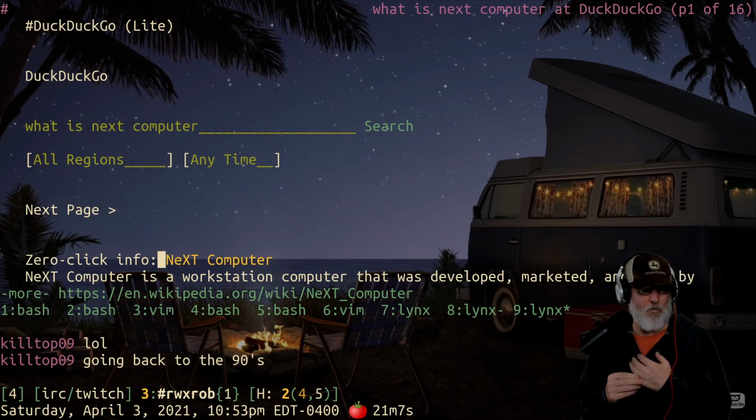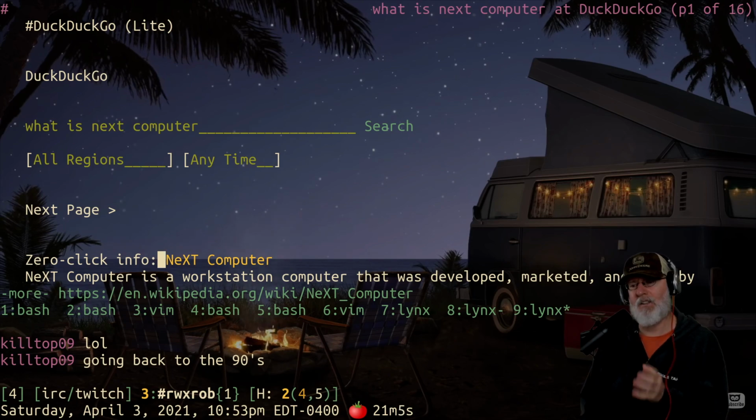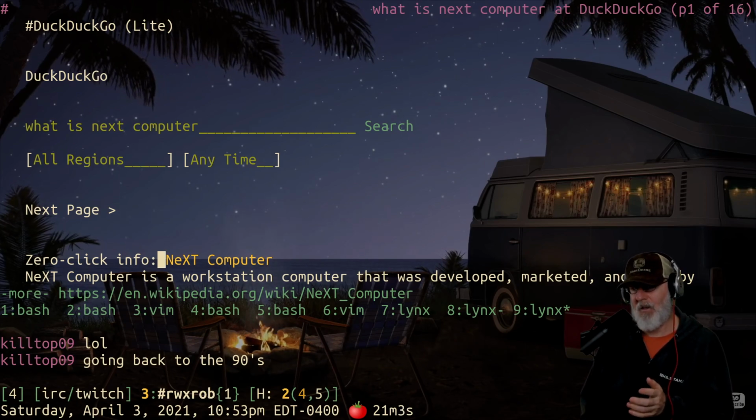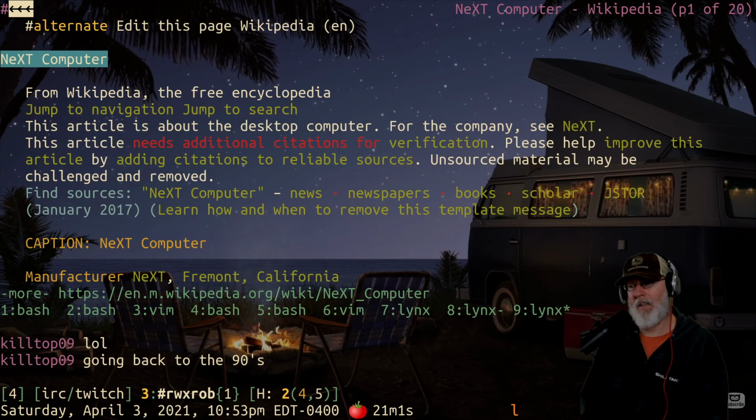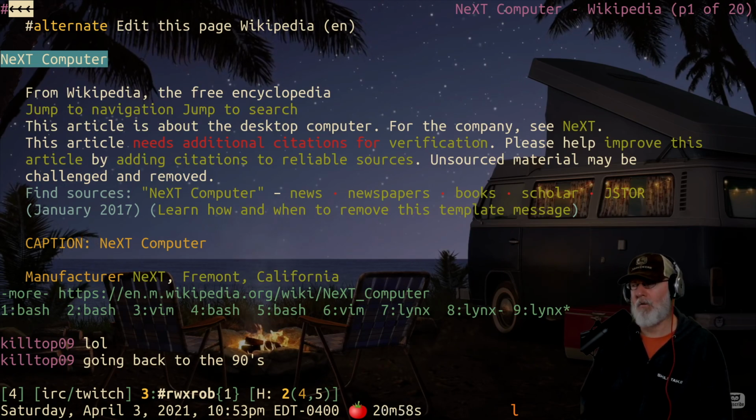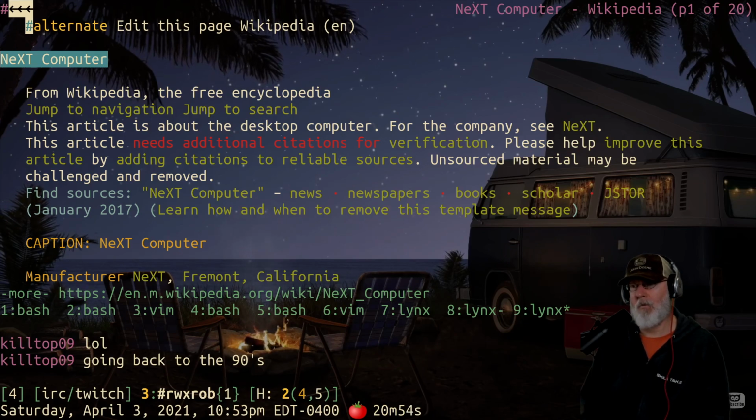So the question I always had, and this is why I'm asking this question right now, is was Wozniak involved with Next? So I'm going to go ask this question. I don't know the answer, so we'll go look for the answer, see if we can find it in 20 minutes.